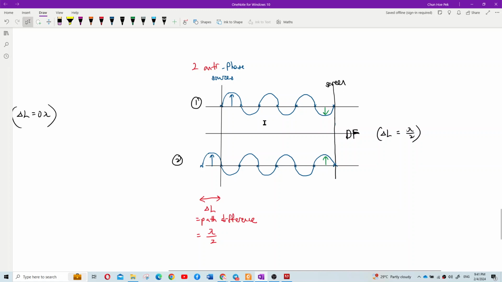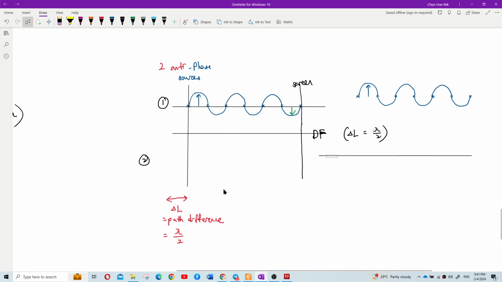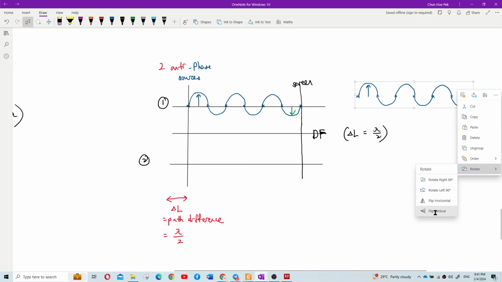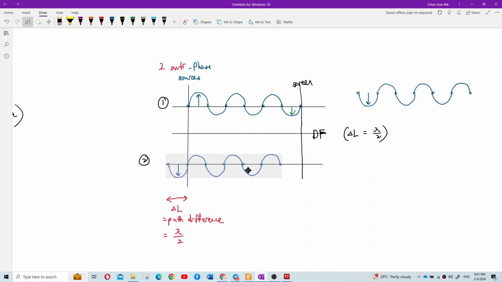Okay, never mind. Just copy this one and this one I just delete it because got some technical problem. Okay, so this one I flip it, class. So rotate it and flip. See that? Now the path difference is half lambda.